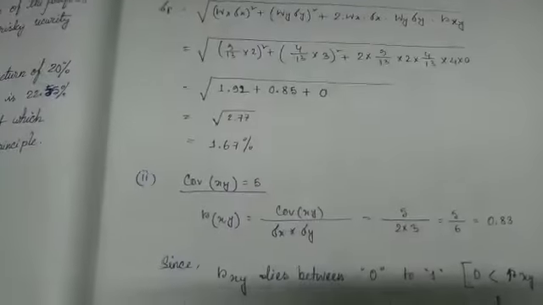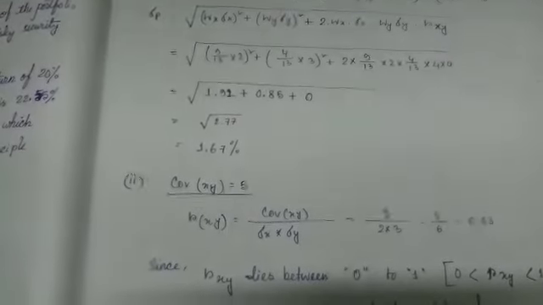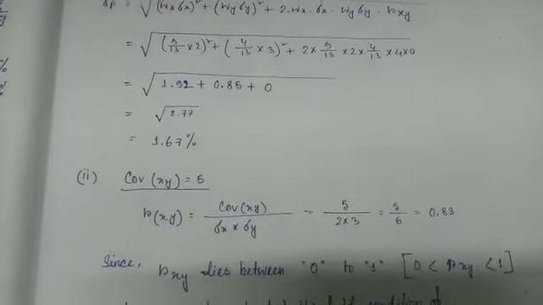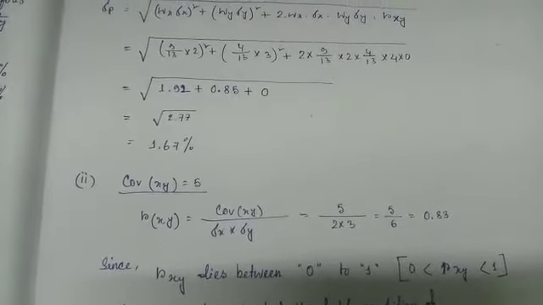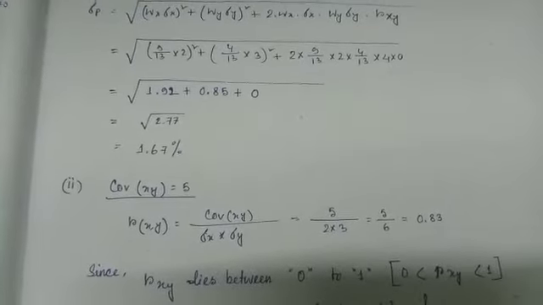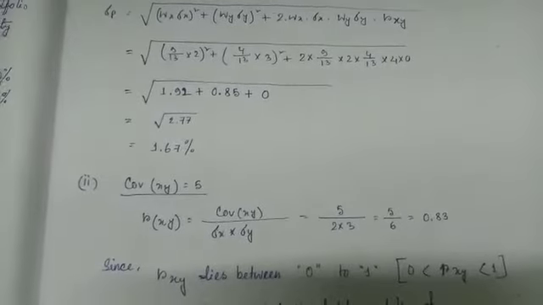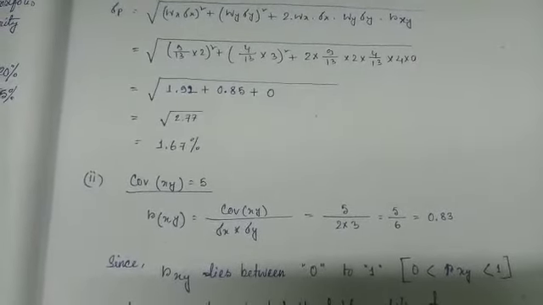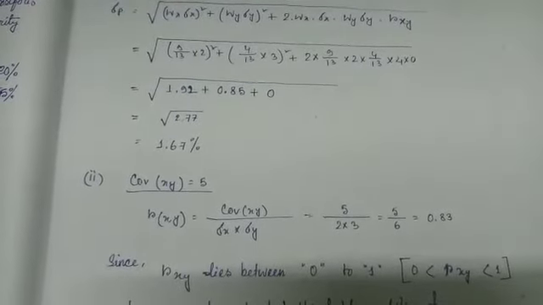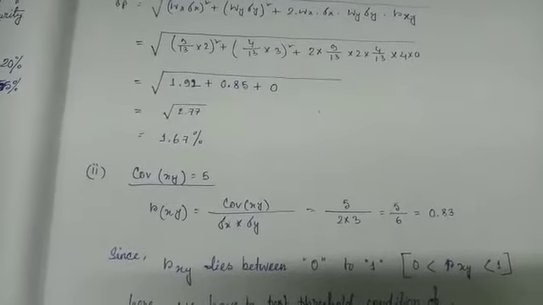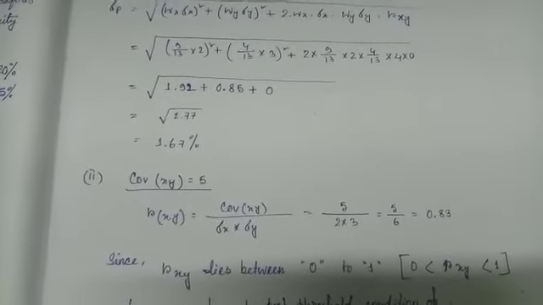Now where cov xy equal to 5, that means where the covariance between security x and security y is equal to 5, then the correlation coefficient of security x and security y comes to Rxy equal to cov xy divided by sigma x into sigma y, it comes to 0.83. Since here the correlation coefficient between security x and security y varies from 0 to 1, the securities are positively correlated but not perfectly positively correlated. In that case, we have to test the threshold condition.